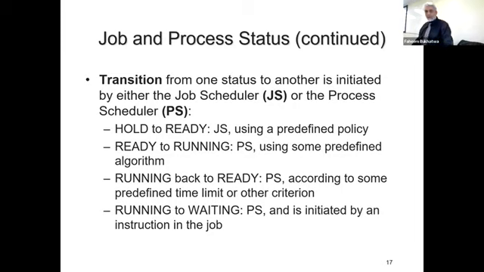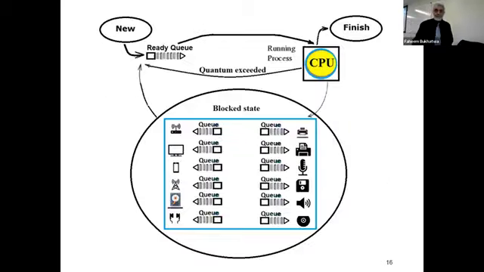Okay, so transition from one state to another is initiated by either of the schedulers, either the job scheduler for the higher ones or the process scheduler. The job scheduler looks after the first state, the new state or the holding state, so it moves stuff from the hold to the ready. It also moves stuff at the very ending state. So those two states.